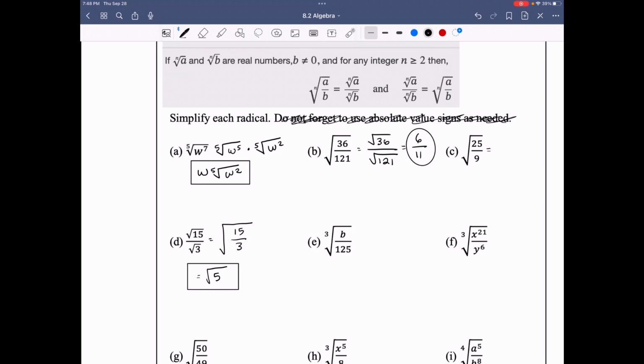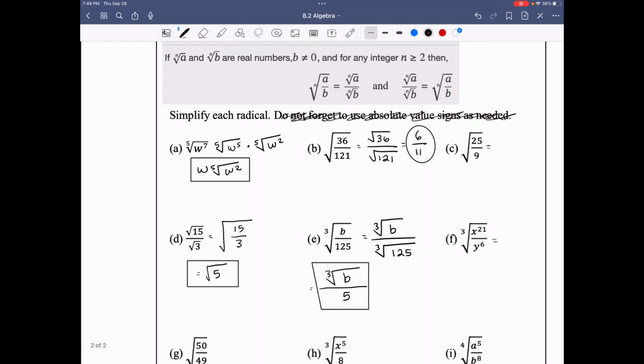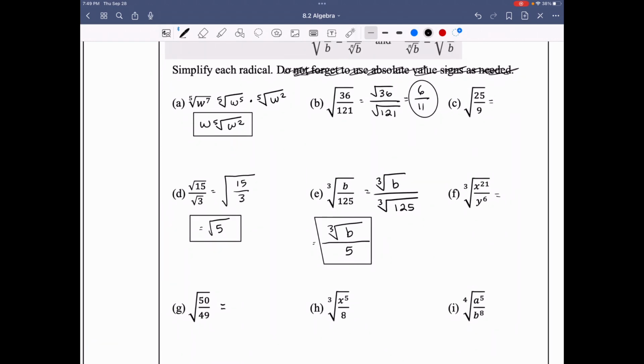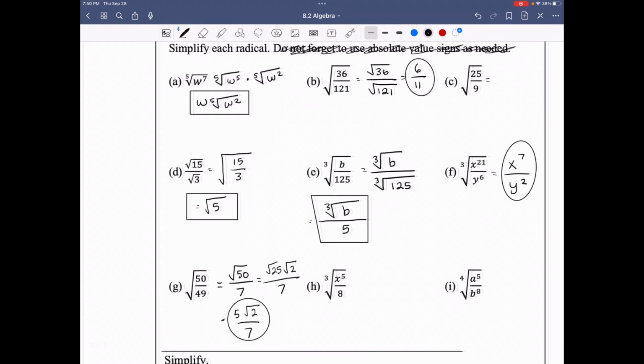Okay, then we have the cube root of b over the cube root of 125. We cannot simplify the numerator, so that's just the cube root of b, but the denominator, the cube root of 125, is 5. So that's how that simplifies. Can you try F and G in your groups? And then we'll come back for H and I. Go ahead and check your answers, and let's do H.